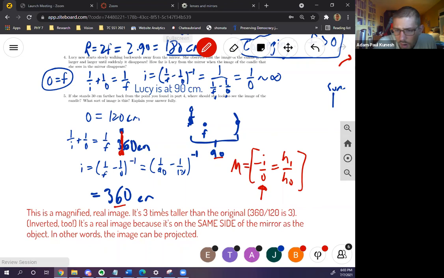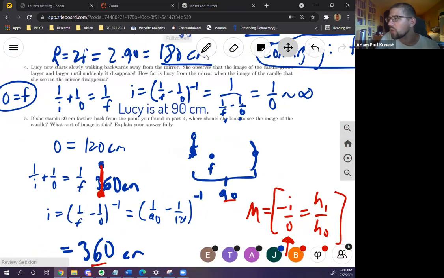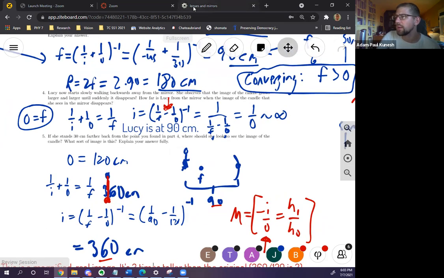I got a question coming in. Sorry, for part 4, could you explain again why we needed O to equal F? Yeah, sure. In part 4, the reason we needed O to equal F is because that was the point at which the image distance diverged. That's the point at which the image distance goes off to infinity. So that's the point where the image disappears.